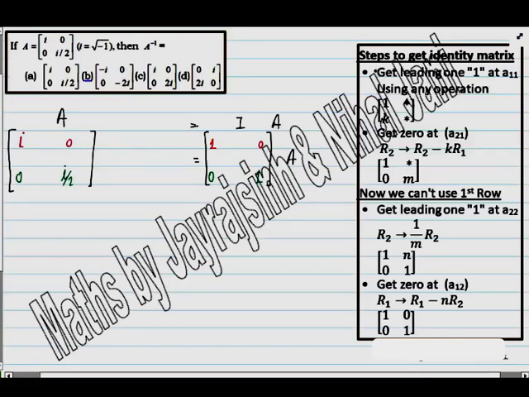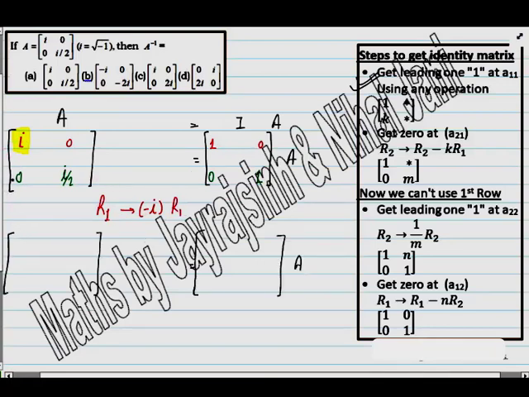Now we should convert our left side into the identity matrix, and the steps to get that are shown on the right side. The first step is to get a leading 1 at the A11 point. We have minus i, right? So to get 1 at this place, we should multiply minus i to the entire first row. I mean to say, we have to take the operation R1 gives minus i R1. So let's multiply minus i to the first row.